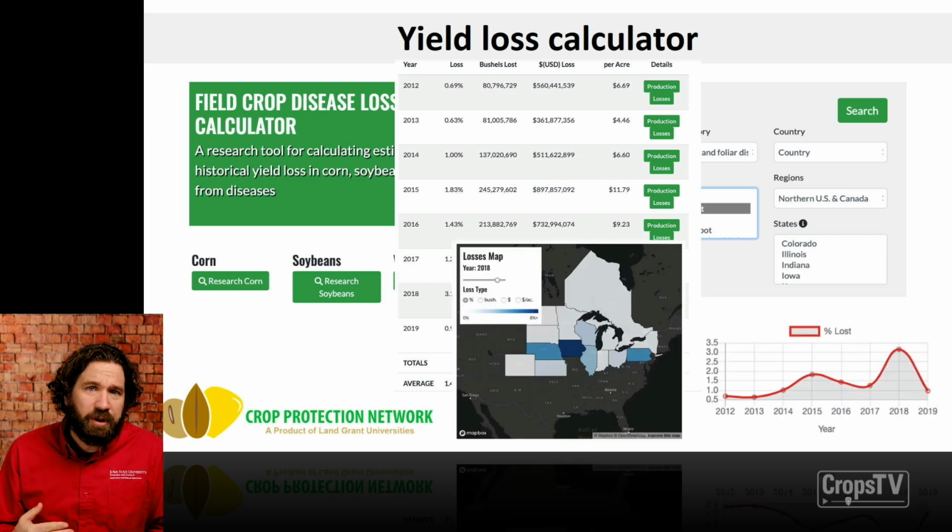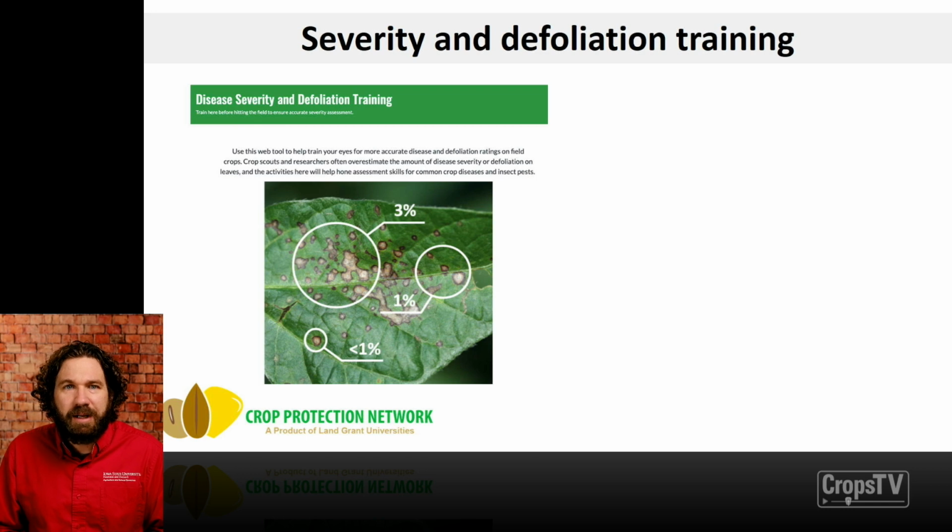As you scroll down that page, you can look at different maps. You can look at it graphed out over years, and so it gives you good background information on how problematic these different diseases in the encyclopedia are, and how much yield loss they cause for each crop. And then the last one is one that we added in 2020.